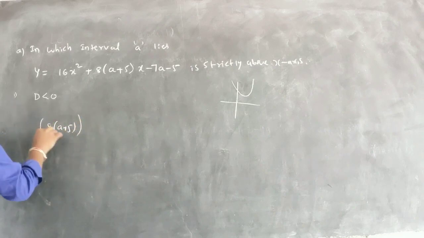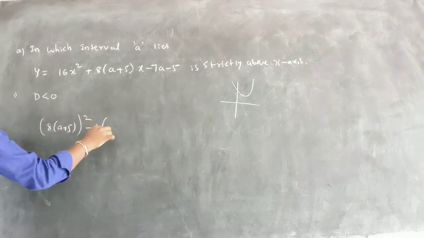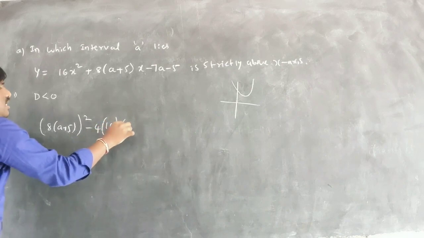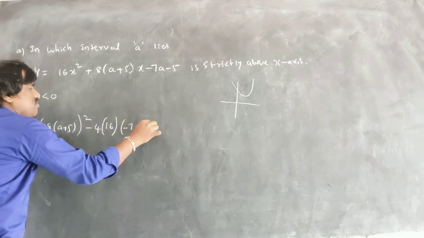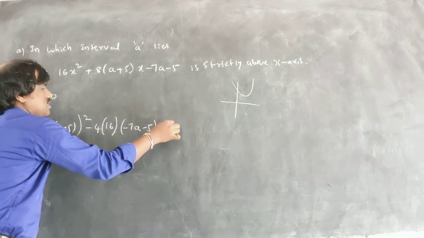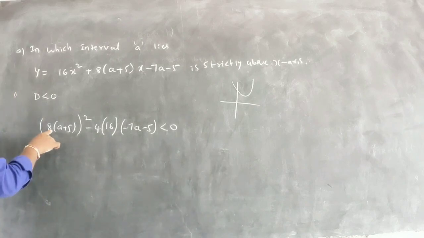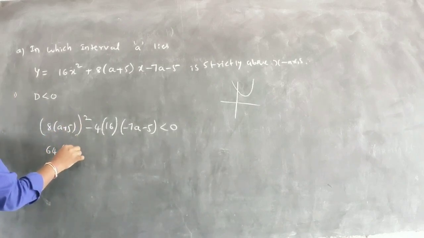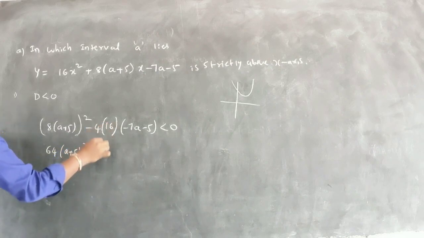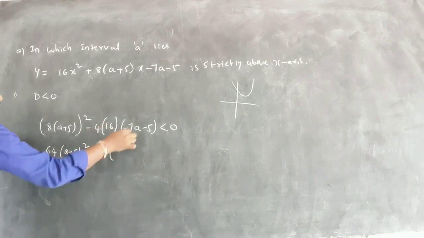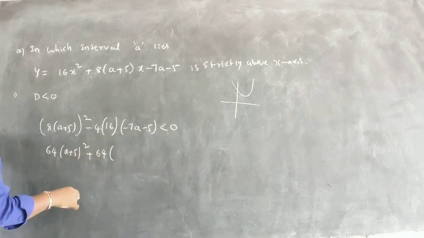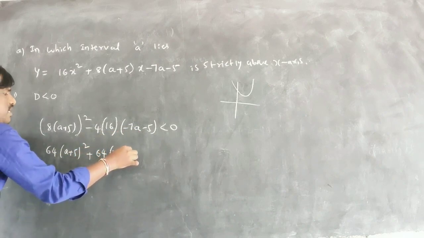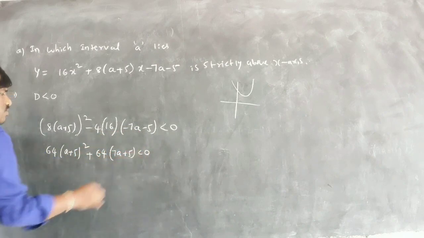That is b square minus 4 times a into c, that is minus 7a minus 5. This must be less than 0. So here this 8 square is equal to 64. 64 into (a plus 5) whole square minus 16 4s are 64, and this minus, if I take common, minus into minus plus, 7a plus 5 is less than 0.